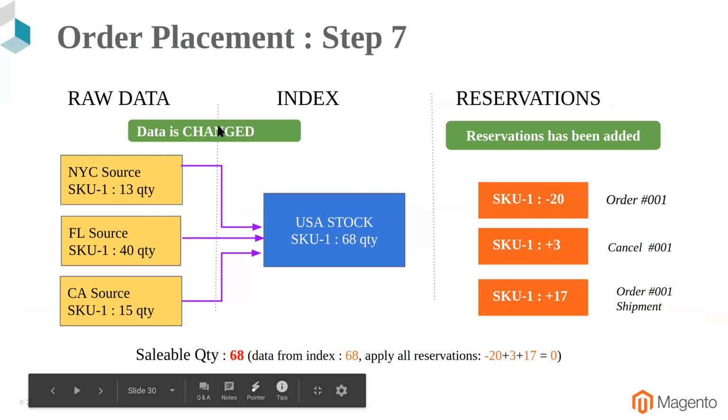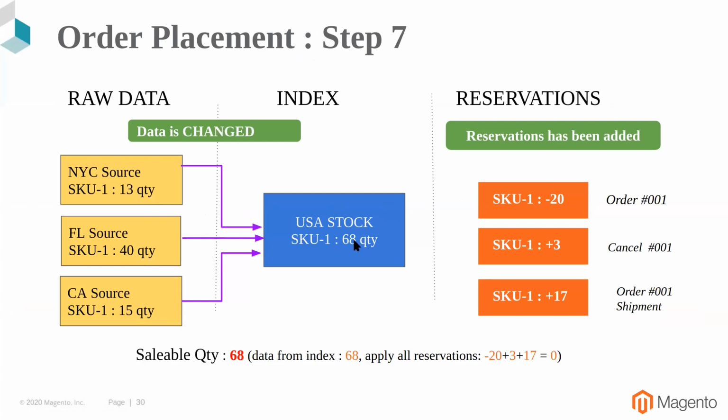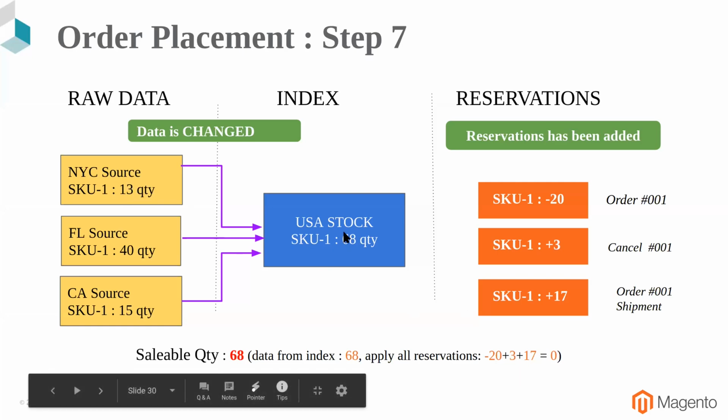So at this moment, your sellable quantity, which was 68, is updated on your inventory_stock_[stock ID] table and also gets updated against that source. Now, why was only this source deducted? Because this is based on the shipment: which source the admin selects for his shipment. Assume he selects the NYC source for his shipment. So the total quantity of 17 has been deducted, and one more reservation has been made for the shipment.